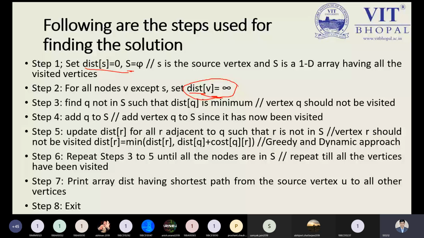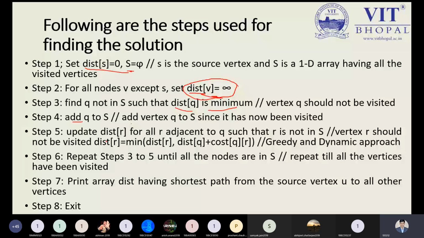No doubt, sir. Okay, so I'm coming to my next step, that is to find q. Q is the vertex. So find q not in S such that distance q will be minimum. Because vertex q should not be visited, add q to the S, since it has now been visited. So we will add q because it is connected and we have visited this node, and update again distance r for all r adjacent to the q.